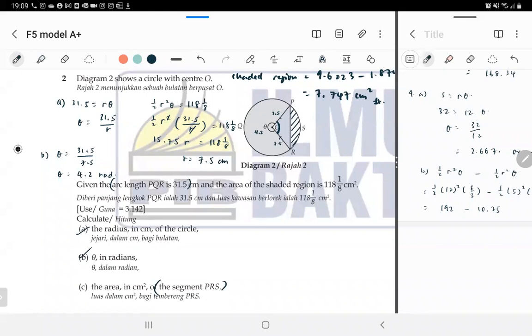So if you want to find the area of the segment there, the shaded one, then you need to get the sector minus the triangle. So for C, it shall be the sector of POR minus the triangle POR. Same formula like we used before, 1/2 r squared theta minus 1/2 AB sine C.